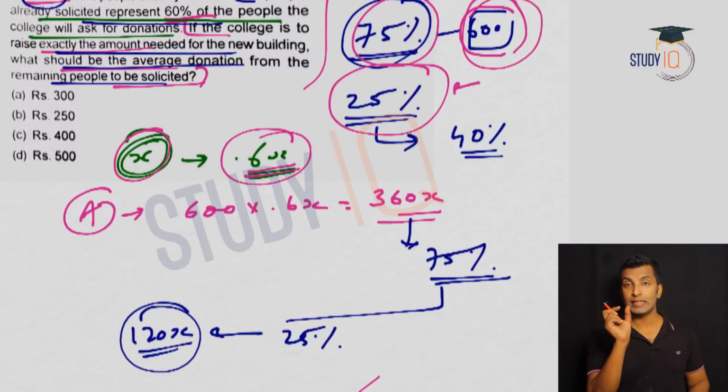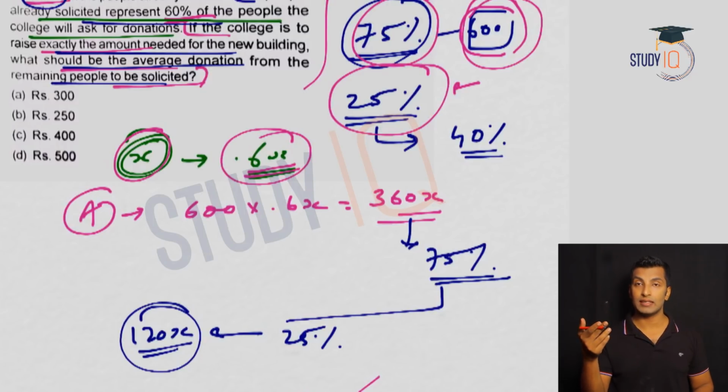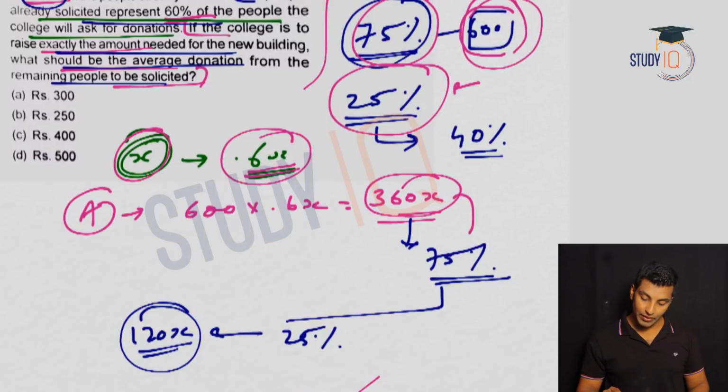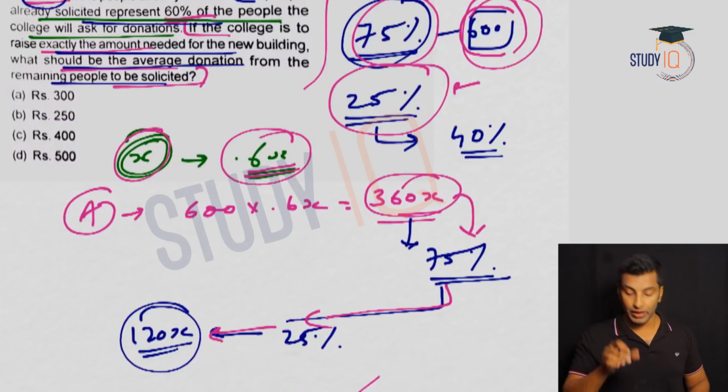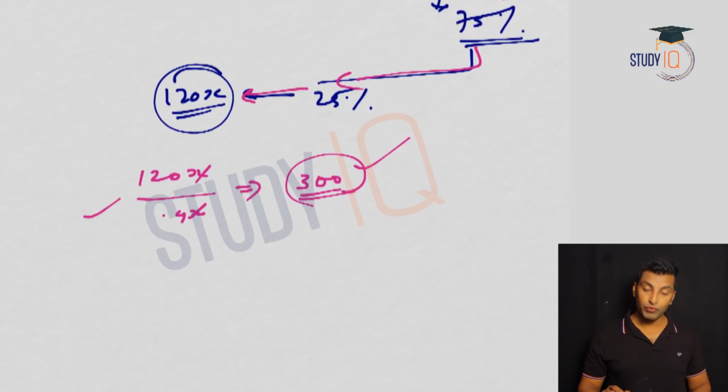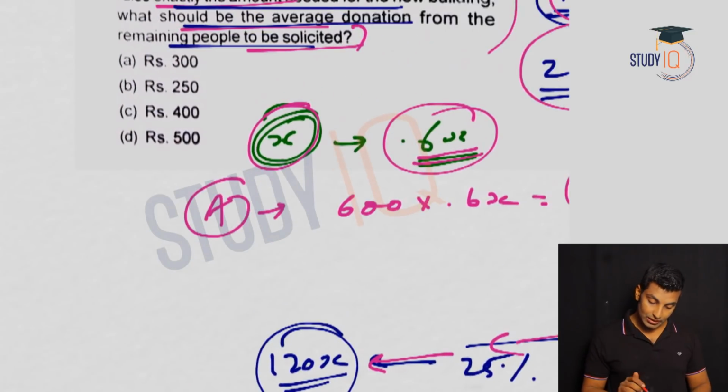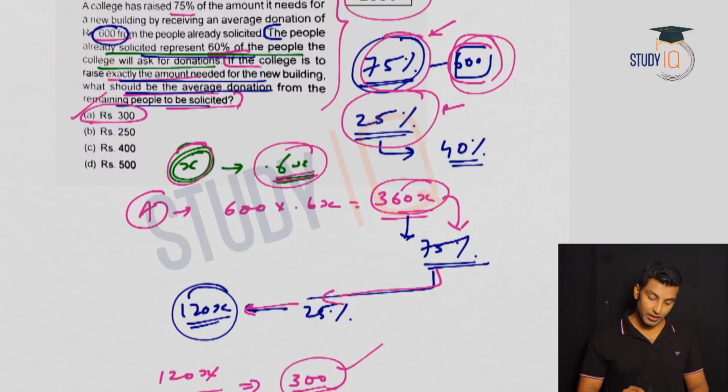So from 0.6x, what is the amount collected? Per head it is 600, on average it is 600, so 360x is the amount collected. And 360x, we know this is 75%. So what is left out is 25%, and that will be 120x. And this 120x has to be collected from 0.4x, which is left out. So 120x divided by 0.4x, you'll get 300. So the answer for this question is A for Ahmedabad, 300. The only thing which is required is to make an assumption that the total number of people is X.